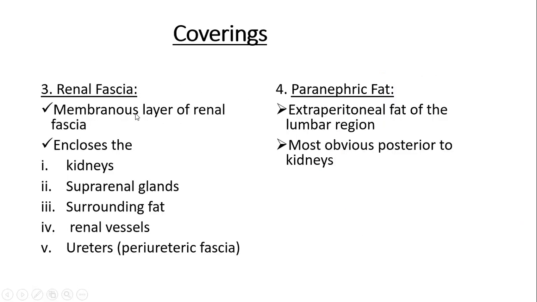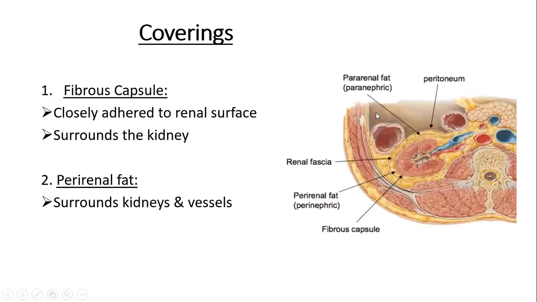The renal fascia is formed by the membranous layer around the kidneys, and this layer of fascia encloses the kidneys, suprarenal glands, surrounding fat, and renal vessels. It also extends downwards and medially to form fascia for the ureters, known as periureteric fascia. Here you can see in this diagram the renal fascia, how it is surrounding almost the whole kidney and its neighboring structures.